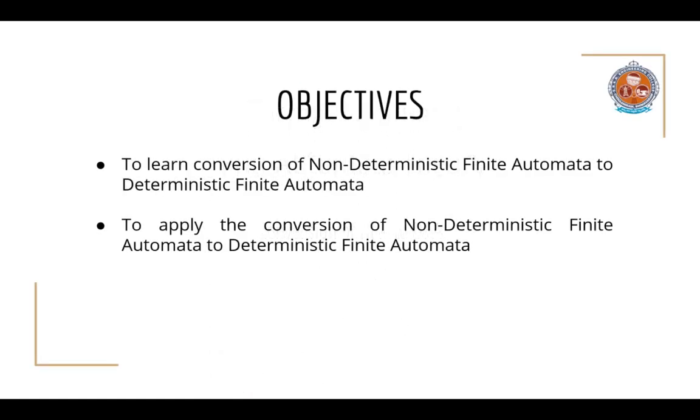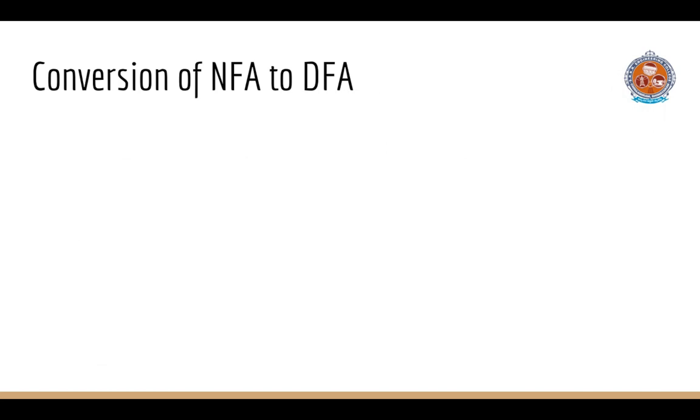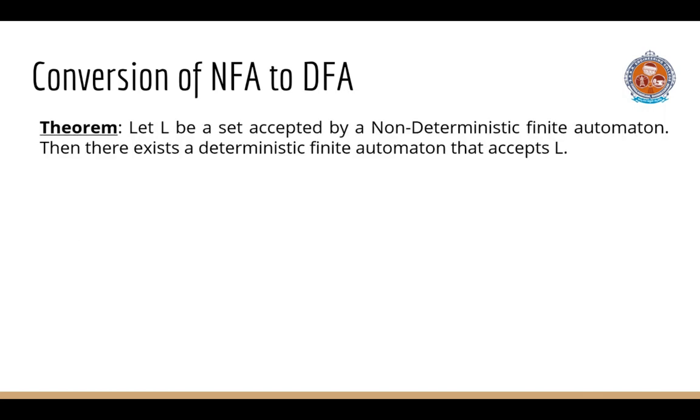The objectives of the video lecture are to learn the conversion of NFA to DFA, and to apply the conversion of NFA to DFA. So first we are going to see the conversion of NFA to DFA. Let L be a set accepted by a non-deterministic finite automaton, then there exists a deterministic finite automaton that accepts L.